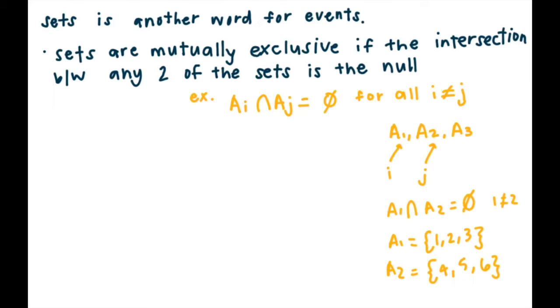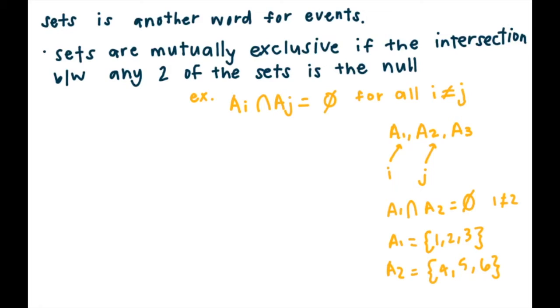Sets is another word for events. Sets are mutually exclusive if the intersection between any two of the sets is the null. So in the example, we have Ai intersects Aj, which equals the null for all i does not equal j. So to expand the example further, if we have A1, A2, and A3, and let's say that i equals 1 and j equals 2, then we have A1 intersection A2 equals the null, and 1 does not equal 2.